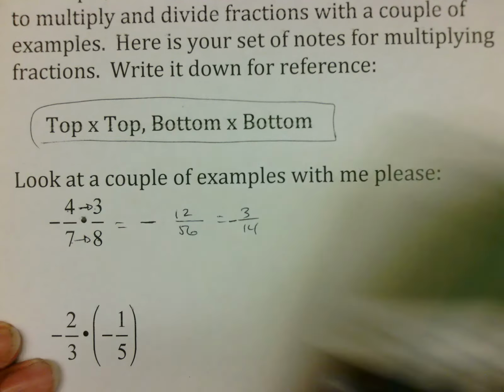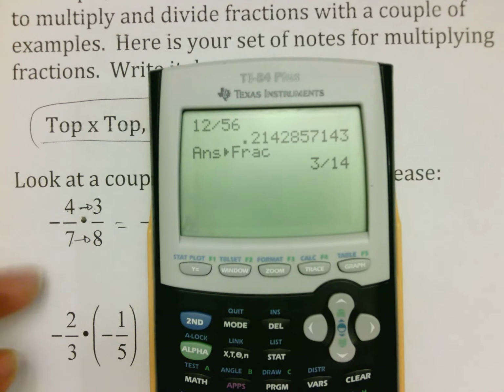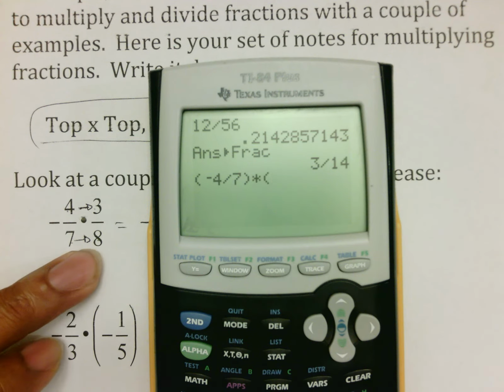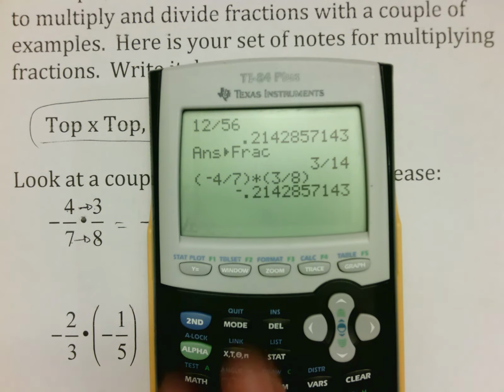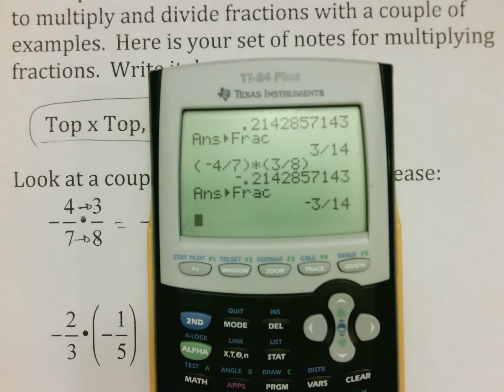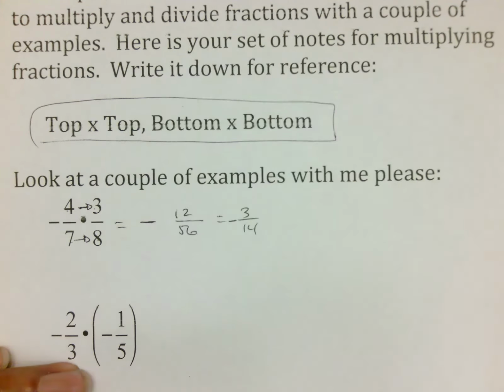Now you could also go ahead and type it as it is. Remember, your fractions get put into parentheses, and you might want to type this for yourself to make sure you can do it: negative 4 over 7 times parentheses 3 over 8 equals, and again you get the decimal. Hit math, enter, enter, and you get your answer of negative 3/14, which is what it really is.